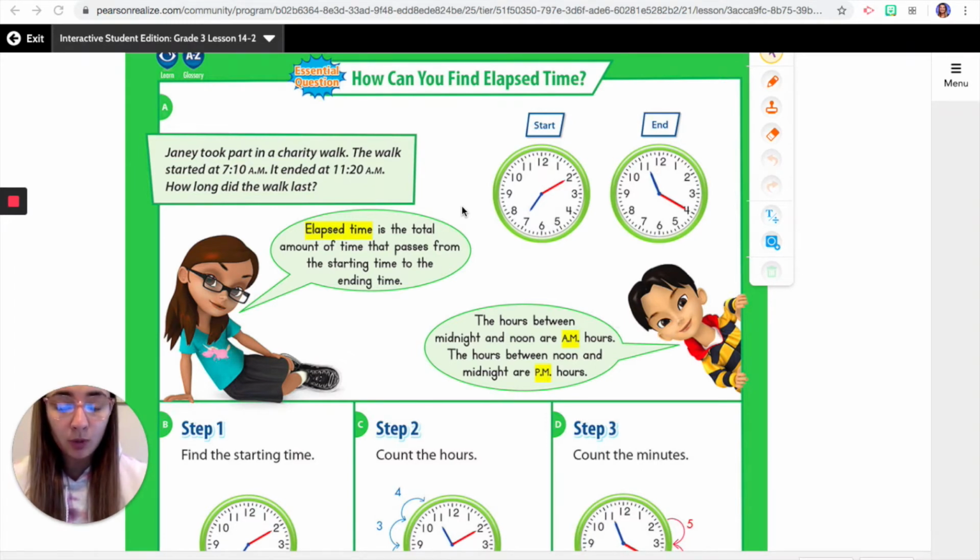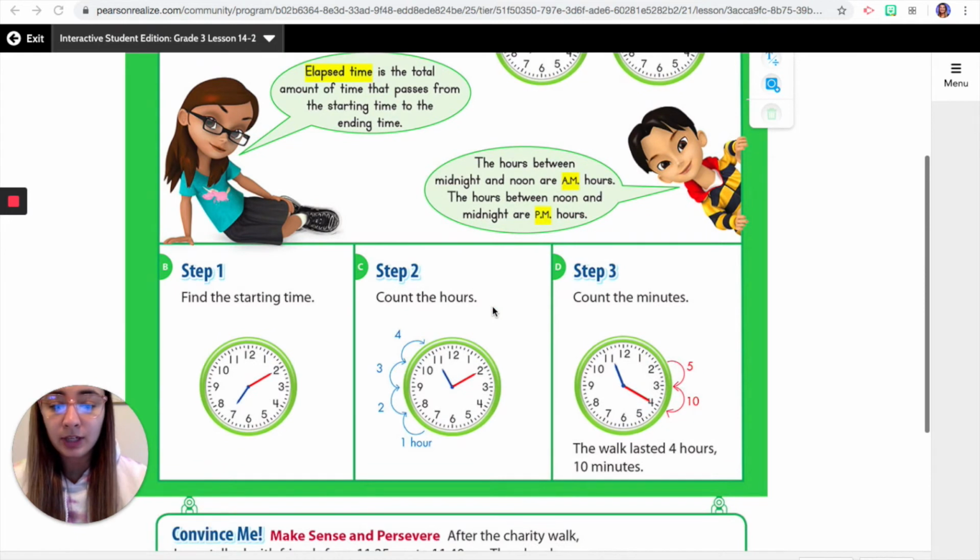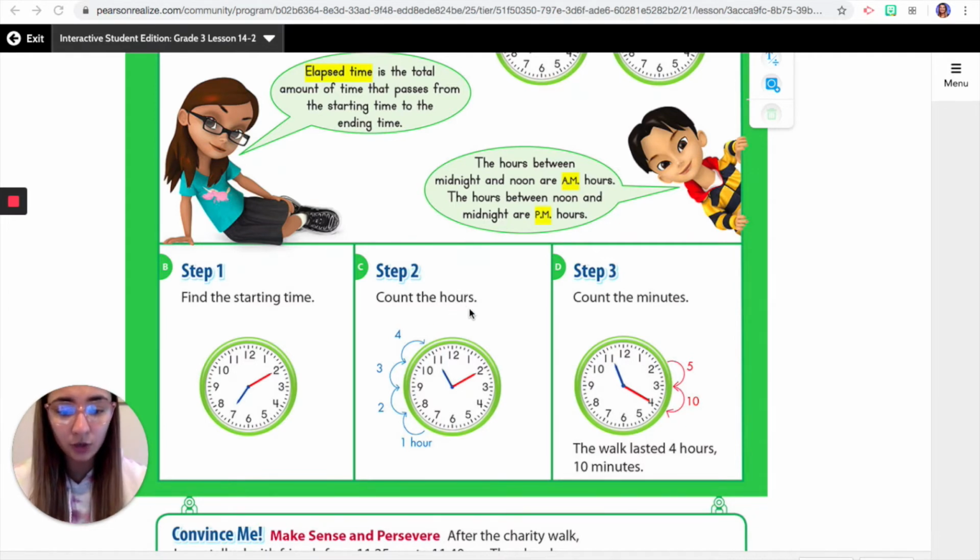So what we're going to do here, it shows our start time, which was 7:10, and it shows our end time, which was 11:20. Down here you can see the first step is find the starting time, which we already did. They counted the hours, which is what we also did in our last thing. So they went from 7 and they needed to go to 11. So they counted 1, 2, 3, 4 hours.